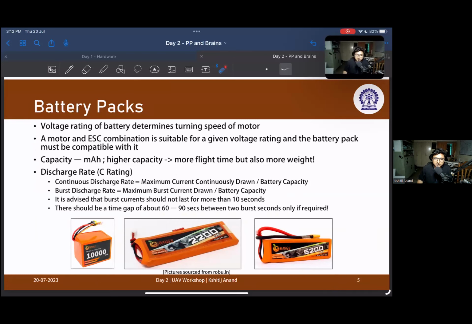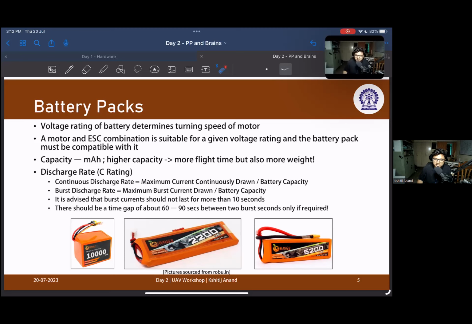Basically, how do you choose what battery pack you are going to take? That depends upon what motor you are going to use. We'll discuss motors next. So the voltage rating of the motor is going to tell you what voltage of battery pack you need. Okay. A motor and ESC combination is more suitable, because again, the ESC also has to be suitable for the battery pack.